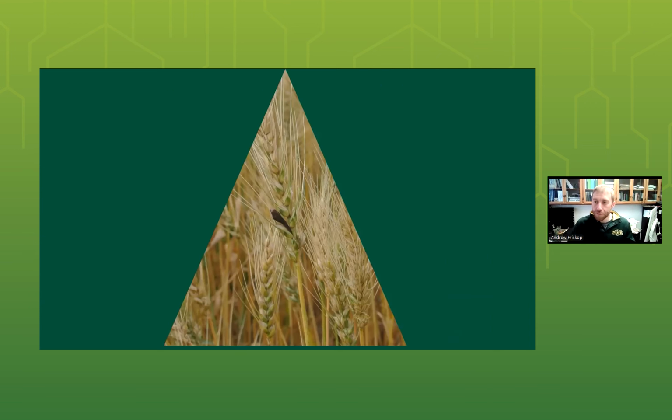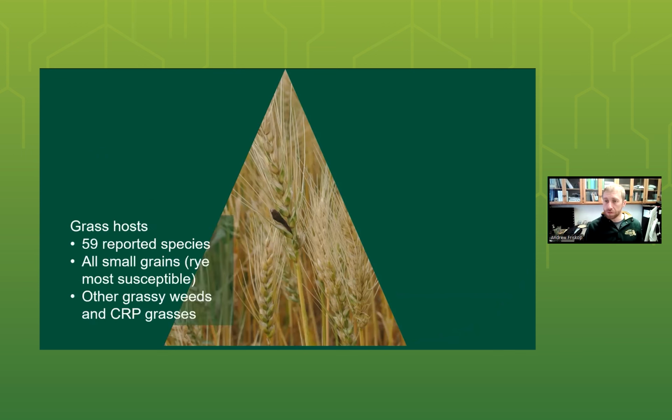This is what it looks like from a disease triangle perspective. So let's put it all together. We talked about what it looked like. We talked about the host range. One thing that we didn't cover yet is the weather. So we're going to touch on that in the disease triangle.